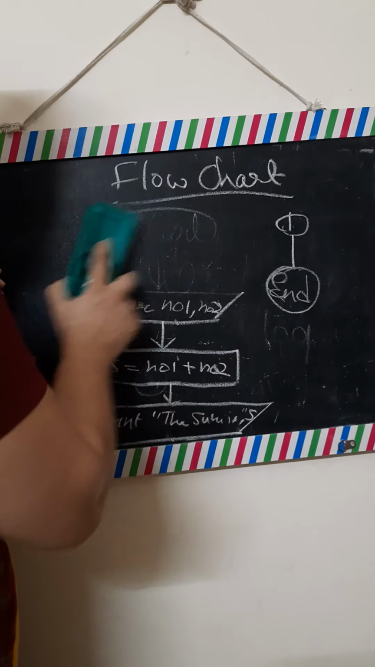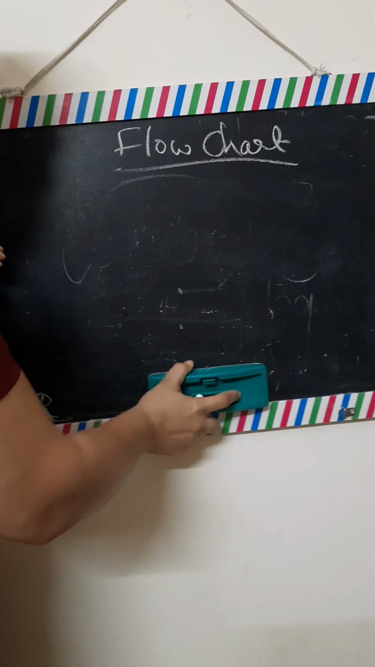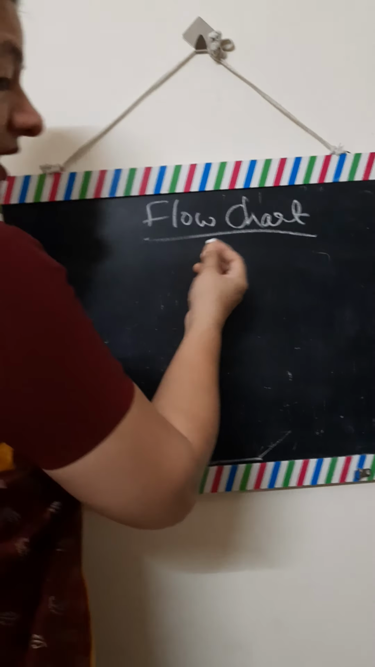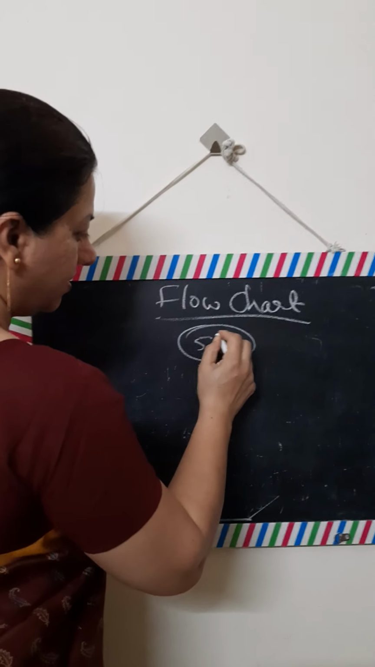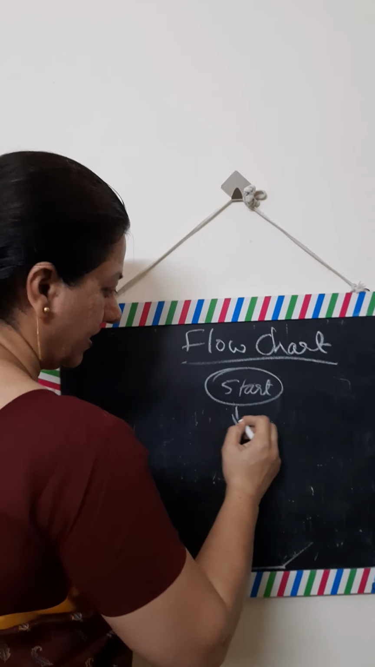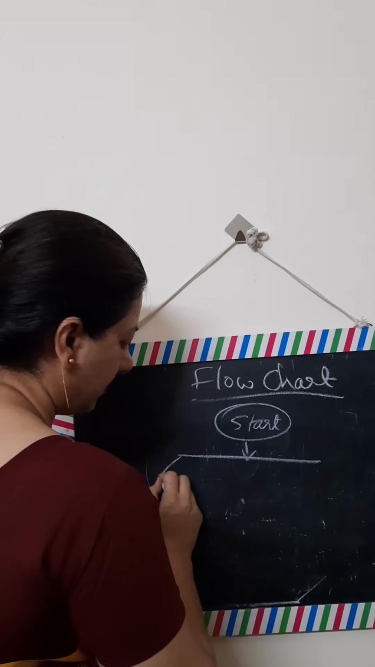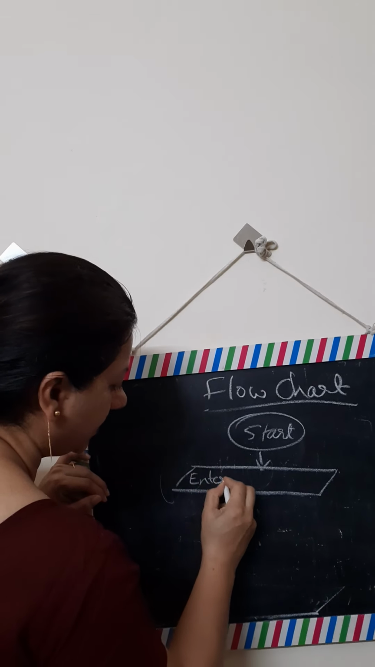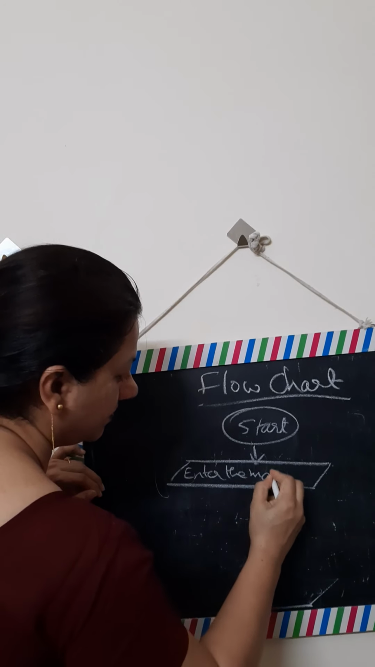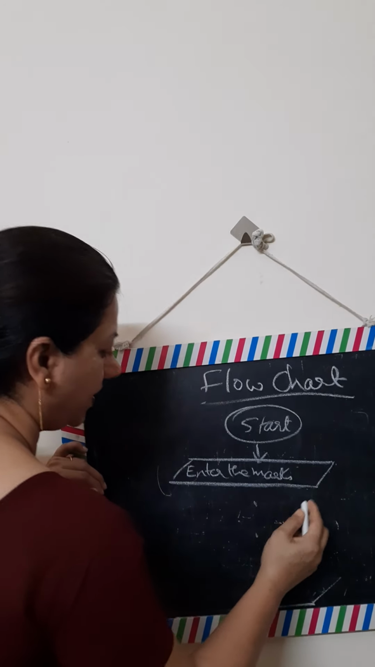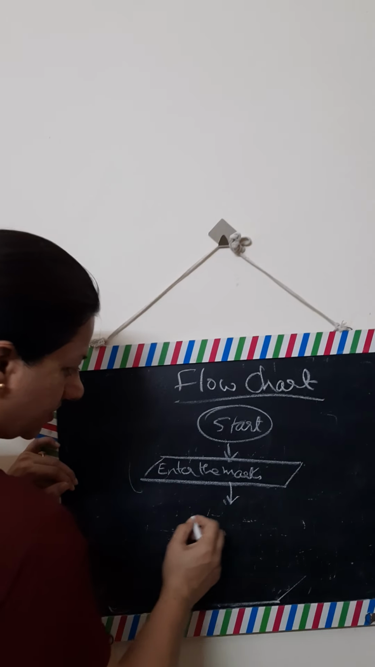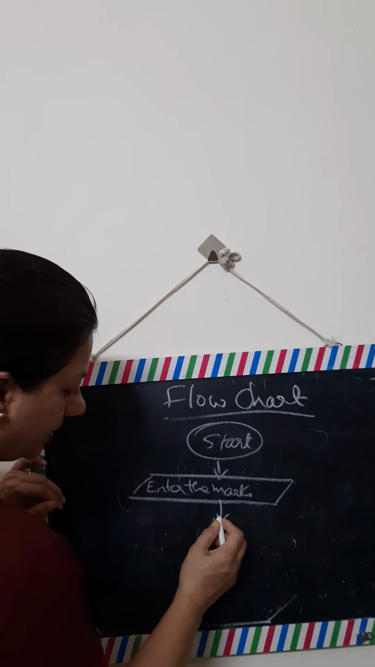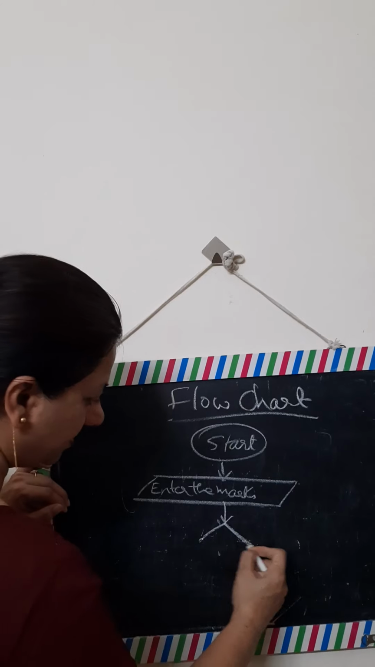Now taking up the second example. For my second example, I had what? I had the checking question. So I'll say start. I come here. Again, I accept a value of marks using a parallelogram. Enter the marks. Fine. See, my flow lines are only one directional again. Enter the marks will be entered. Now I'm going to check it across whether it is 35 or not.